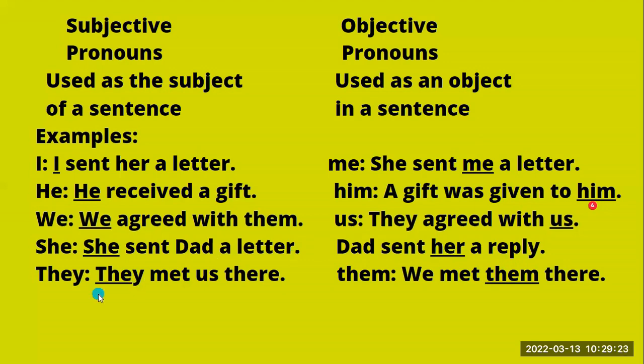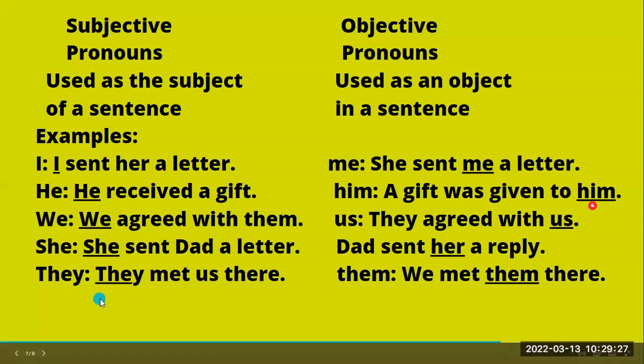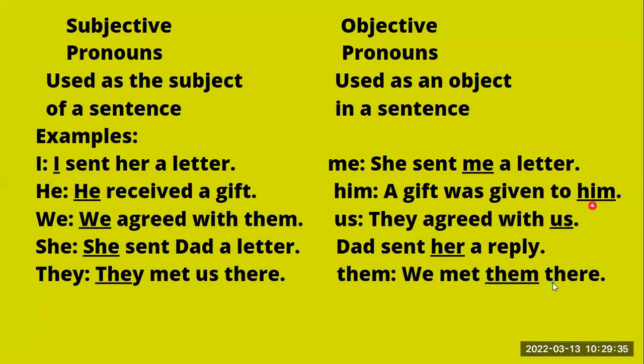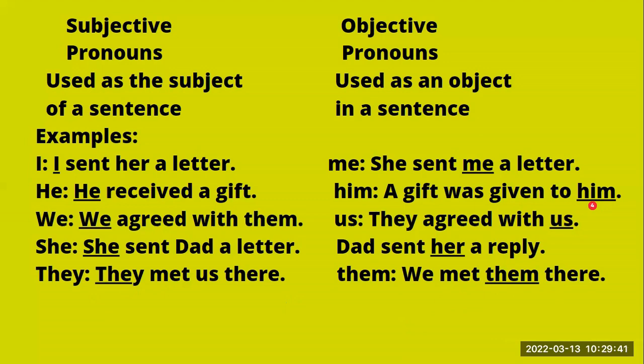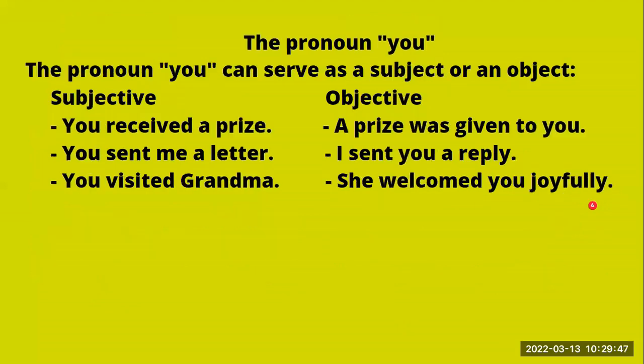Then let's look at they and them. They met us there. This is the subject. Then them: we met them there. Met them there, okay? So this is how to use the subjective form and how to use the objective form. So we have looked at the differences.